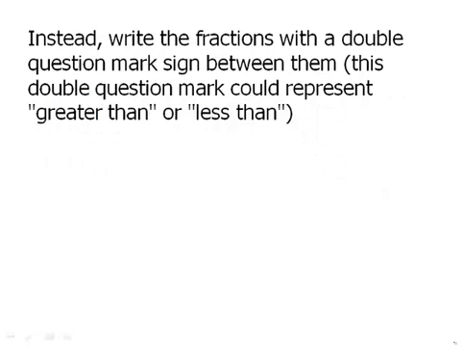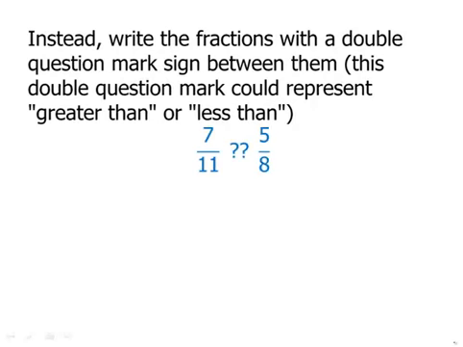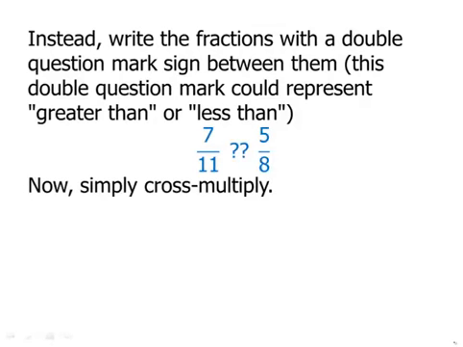Instead, write the fractions with a double question mark sign between them. This double question mark could represent greater than or less than. So we don't know. 7/11, is it going to be larger than or smaller than 5/8? We don't know, so we're just writing double question marks. Now simply cross multiply. So we get 7 times 8 on one side, 5 times 11 on the other side.